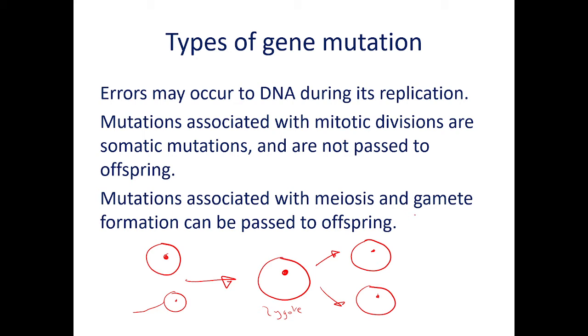If it's meiosis and it's your gamete, then that can be passed to the offspring. And if that goes to the offspring into the zygote, every single cell in that offspring will have that mutation. That could be incredibly harmful or incredibly beneficial. Or it might do nothing. It could be a completely neutral mutation that makes no difference.